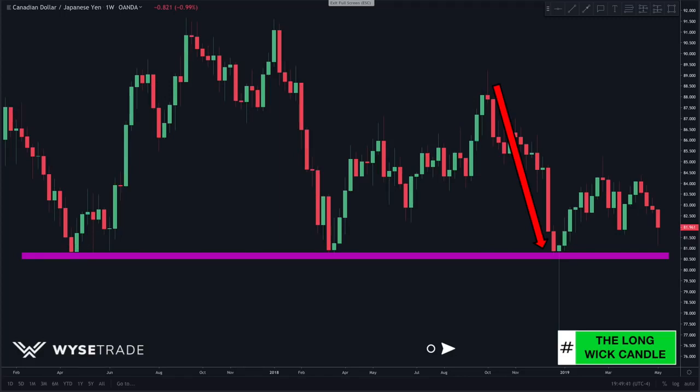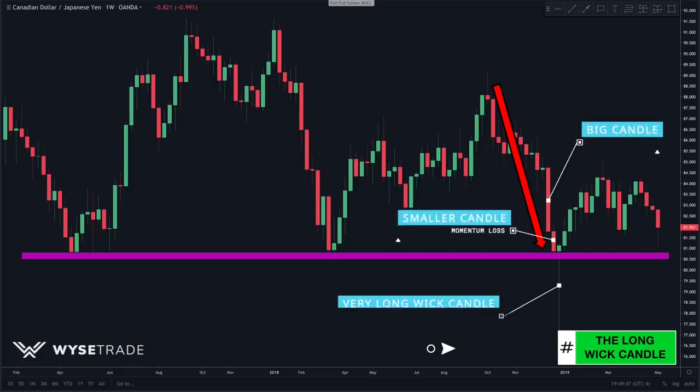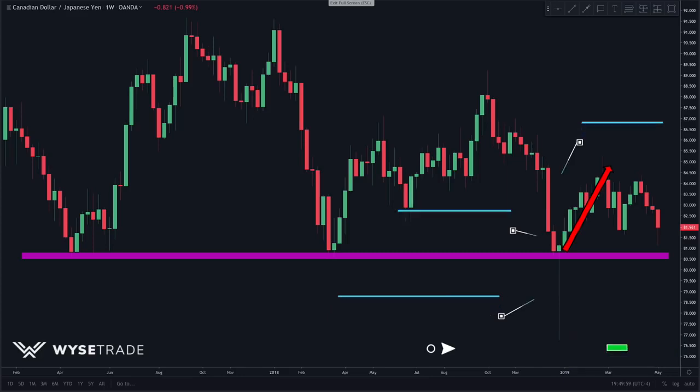First, we had momentum loss through shrinking candles with a big candle, a smaller candle, and then finally you had this green candle form that is a very long wick candle, which shows that price tried to push lower but failed, which caused the very long wick candle close and then a bounce upwards. Now moving on.